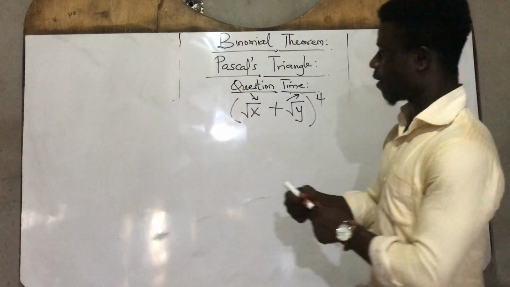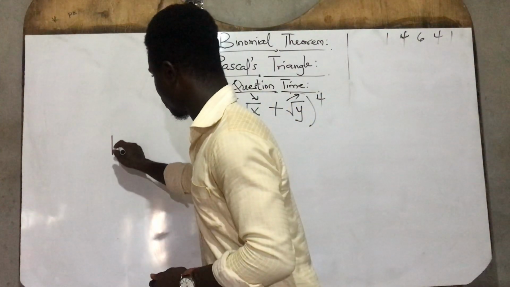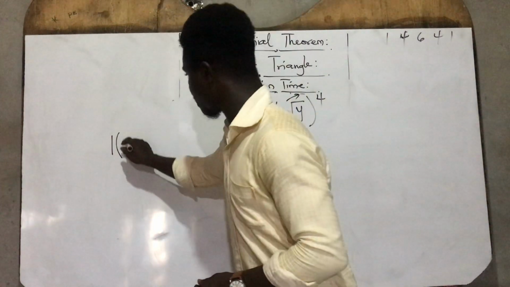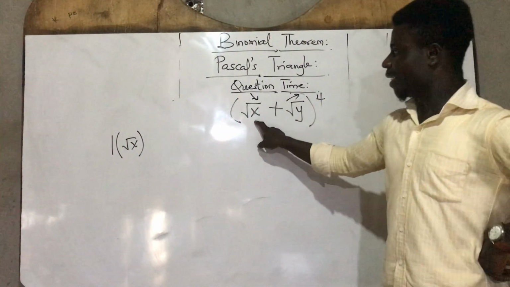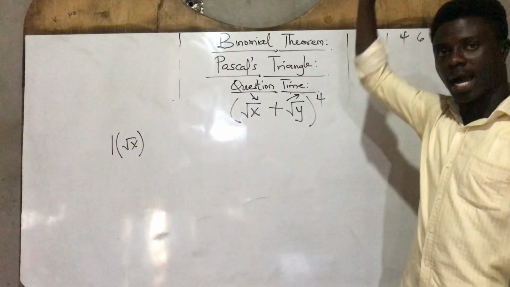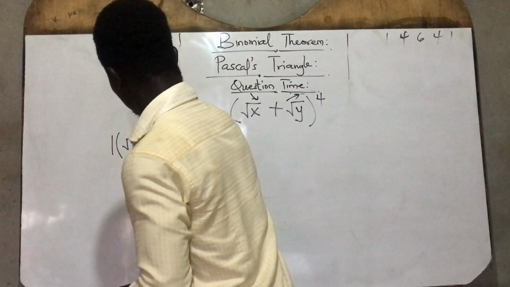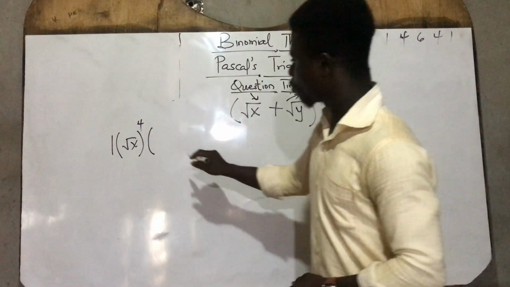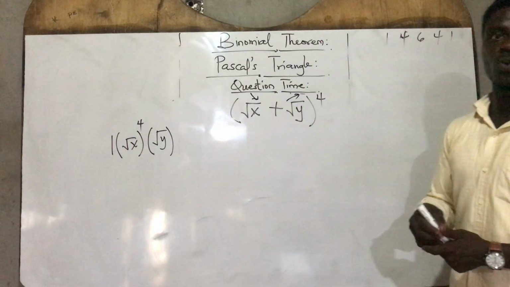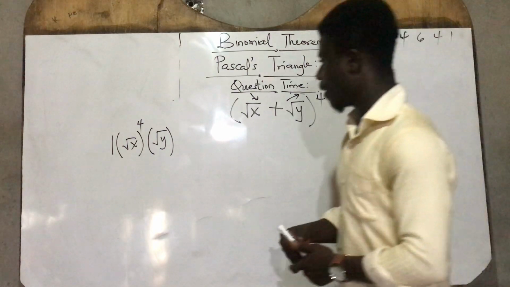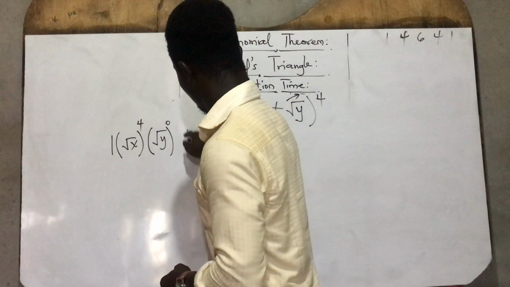Alright, so square root of x plus square root of y all to the power 4. So we are starting with our first coefficient, which is 1 times square root of x. Right, I told you that this is decreasing, so it will start with the highest power, which is 4. Then times square root of y. Then this one is increasing, so it will start from the smallest power, which is 0.